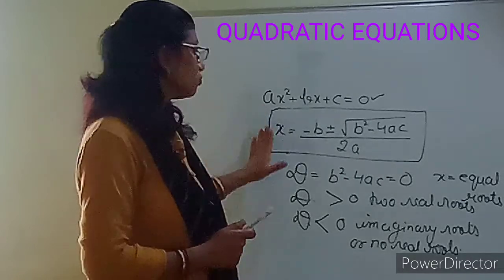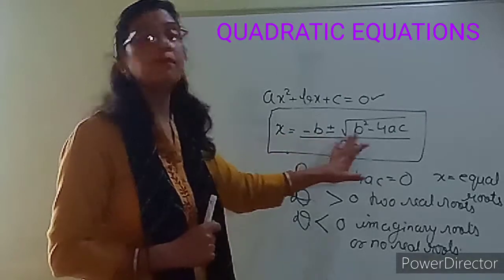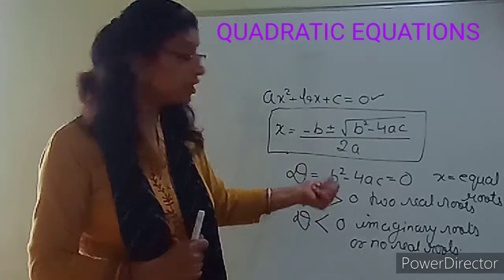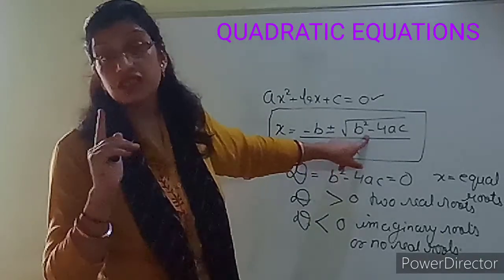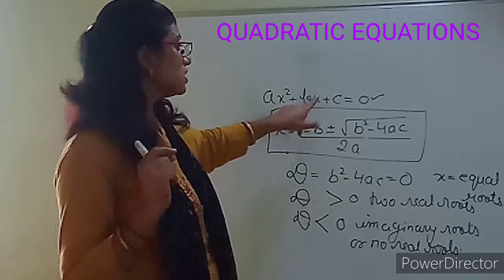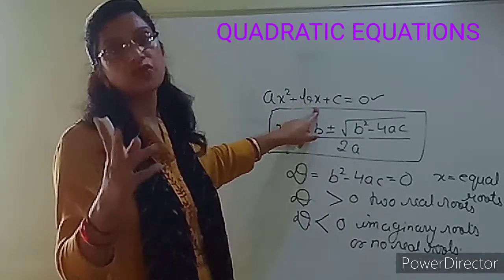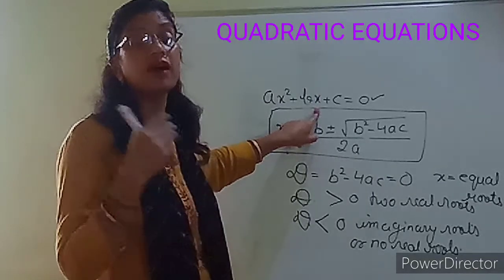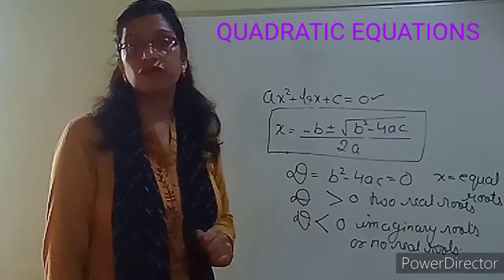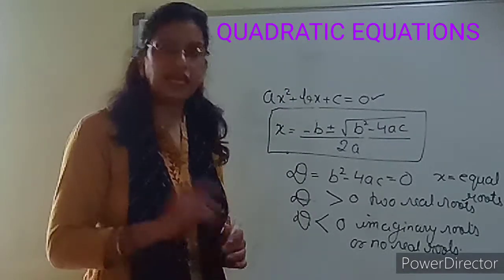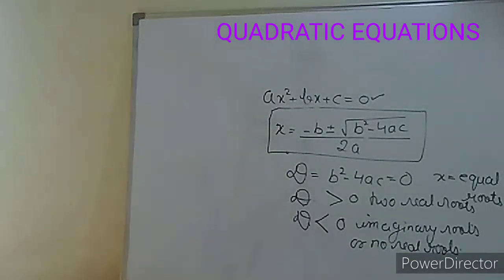First, we have to find x by the Sridharacharya formula or quadratic formula: x equals minus b plus minus root of b square minus 4ac upon 2a. And for the discriminant b square minus 4ac, if it comes 0, the equation will have equal roots. If it is greater than 0, it will have 2 distinct roots. If it is less than 0, it will have no real roots. So we have to understand this first. Let us start the exercise now. It will be clear to you.